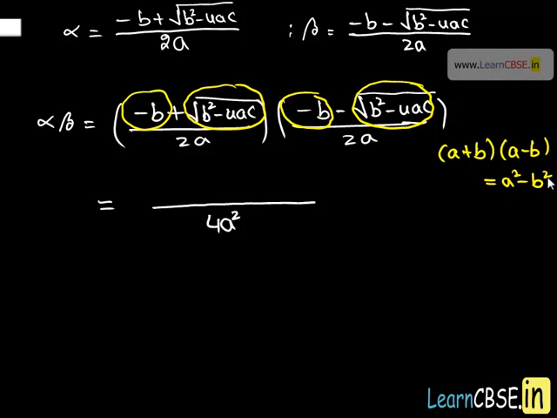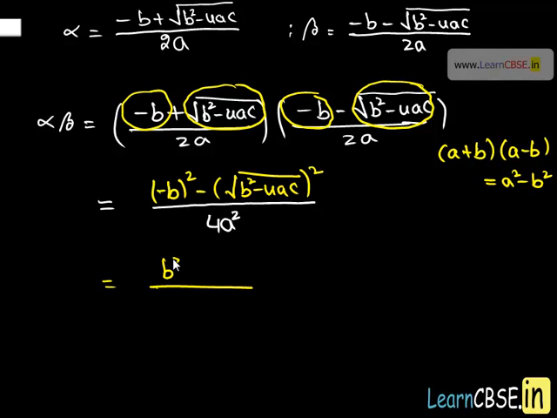a² - b², which is equal to (-b)² - (√(b² - 4ac))². On simplifying, (-b)² is b², and the square root and square get cancelled, therefore we remain with the discriminant, that is b² - 4ac, upon 4a².